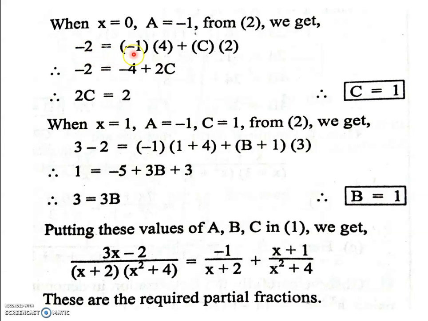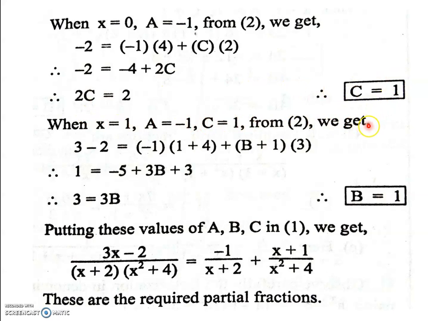Minus 2 in bracket, minus 1 into 4, plus 2 into c. Minus 1 into 4 is minus 4, 2 into c is 2c, and minus 2 is the left hand side simplification. Now, minus 4 goes this side, plus 4, minus 2 gives the value 2. So, 2c is equal to 2. So, 2 goes this side, so c is equal to 2 upon 2, which is 1. So, we derive that the value of c is equal to 1.